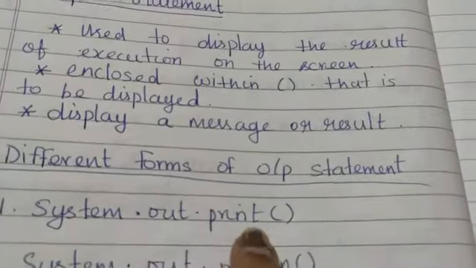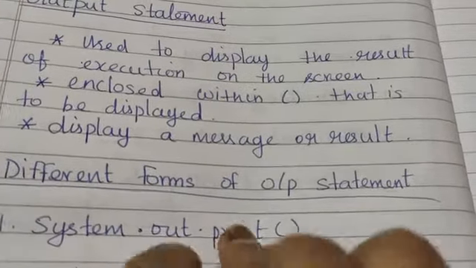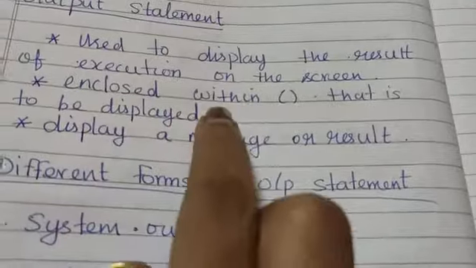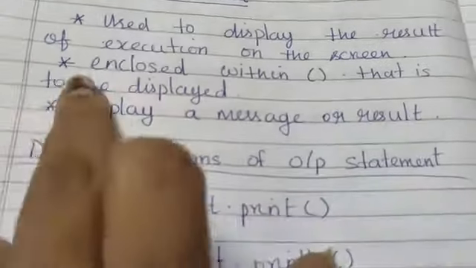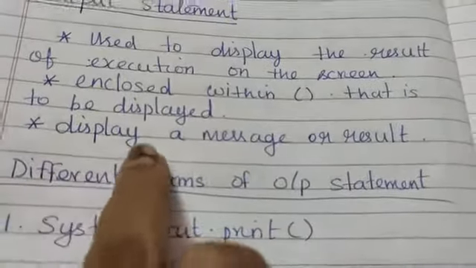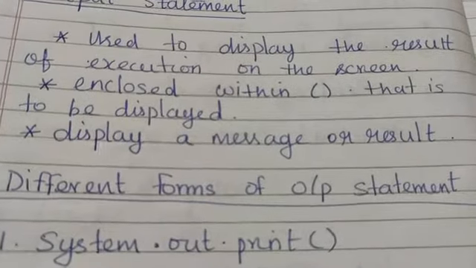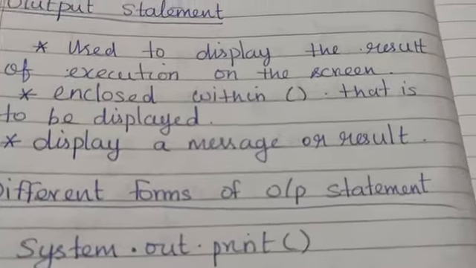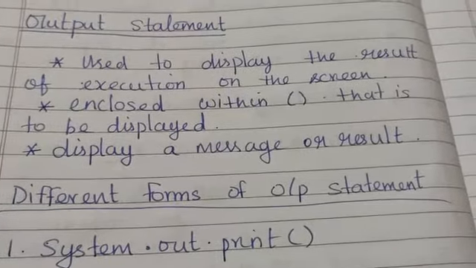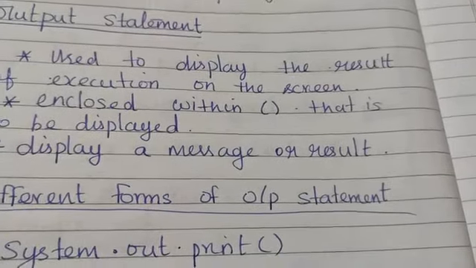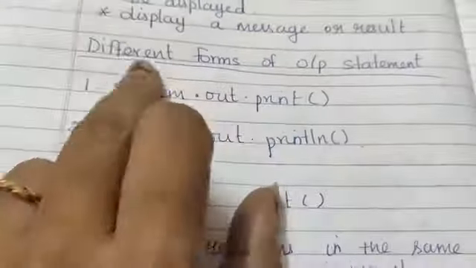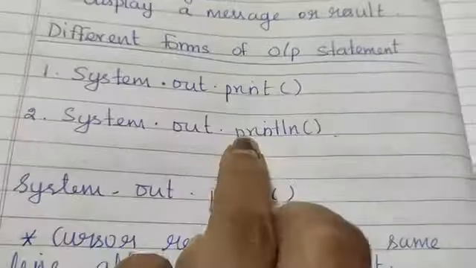You know what System.out.print and println are used for. Whatever is enclosed within the brackets will be displayed on your screen. To display a message, you just give it within double quotes, but to display the value of a variable, we use a plus sign and the variable. So the different forms are print and println.